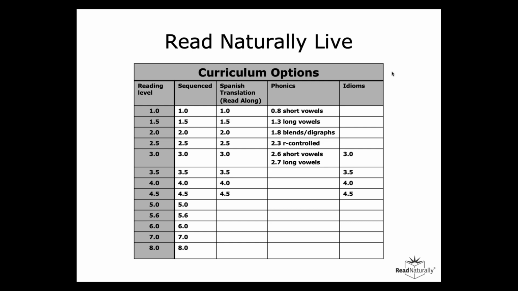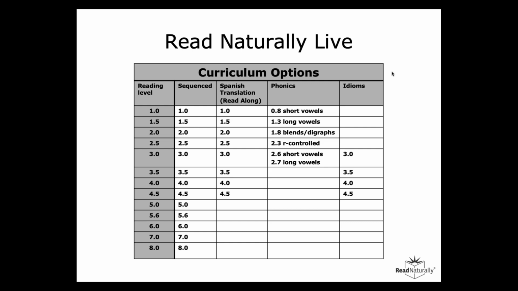And I'll be demonstrating a lesson from one of the sequence series levels. The Spanish translation is available for levels 1.0 through 4.5 in the sequence series. That allows you to optionally turn on, for the read-along step, Spanish text and a Spanish-speaking narrator that the student can listen to and read along with before they move to the English version of the read-along.